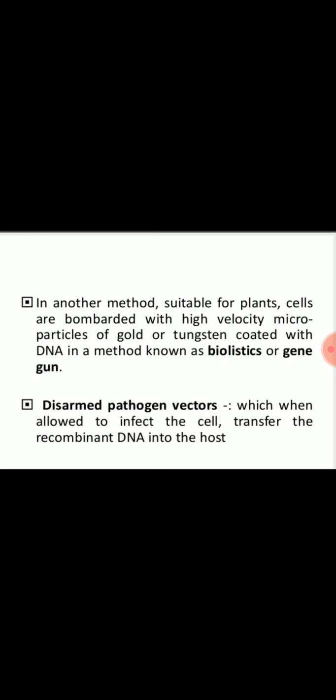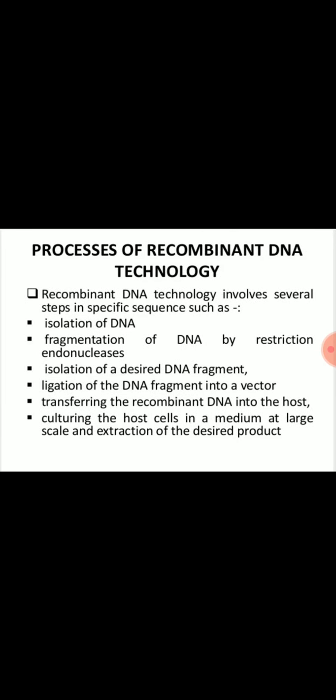Then a disarmed pathogen vector is allowed to infect the cells and transfer the recombinant DNA to the host. These are some methods to make the host cell competent. The first method is using calcium chloride and heat shock. The second is electroporation, and so on.